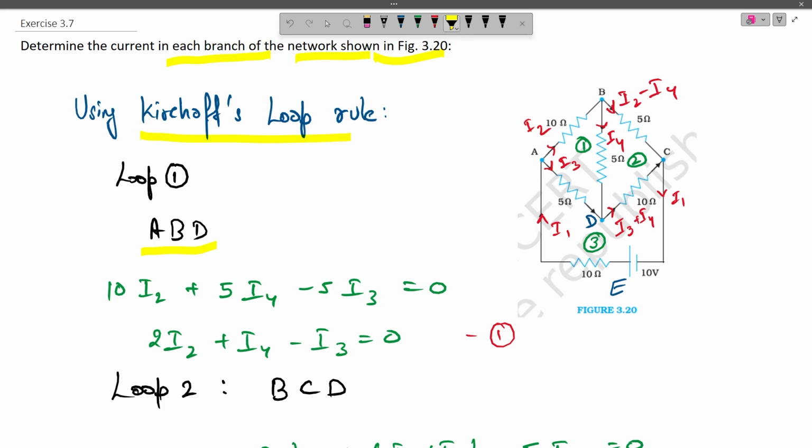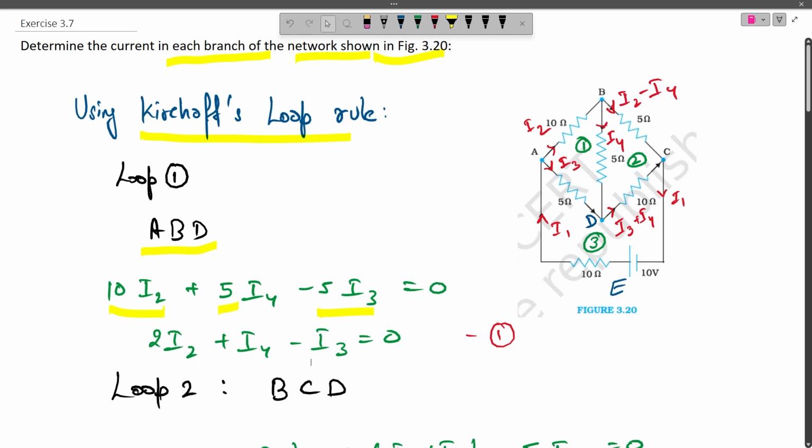So we can write it as 10 times, that is the resistance, times I2. Similarly, in the arm BD, we get 5 times I4. Now in arm AD, the loop direction is opposite to that of the current, that is, current is flowing from A to D, but our loop is from D to A. So we will write it as minus I3. Now equating it to 0, we see that it is 2I2 plus I4 minus I3 equals 0.